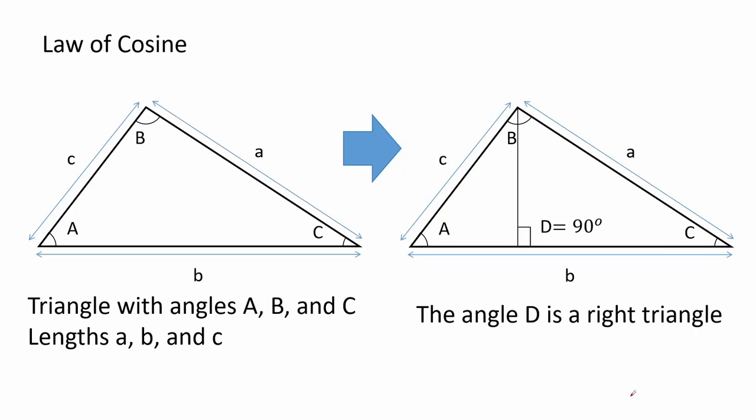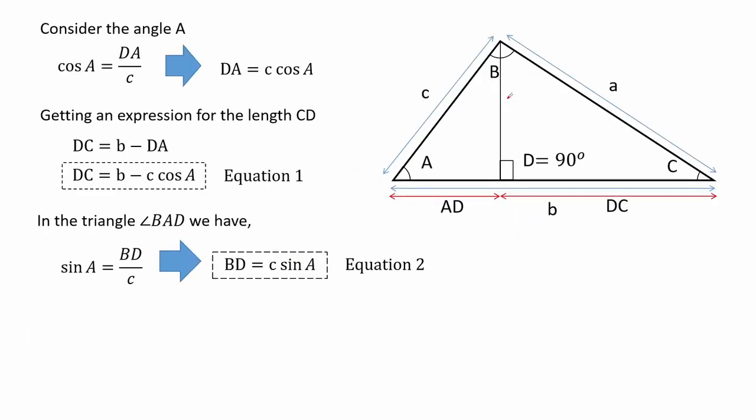The lengths are also indicated here with the small letters a, b, and c. Cutting through the angle is the line BD, which forms a right triangle with the angle D equal to 90 degrees. Consider first the angle A, where we see the cosine function of it is obtained and it is rewritten as a function of c times the cosine of A, getting an expression for the length CD. We have equation 1. In the triangle BAD, we have the sine function of A and it shows the length BD equal to c times the sine of A as shown in equation 2.